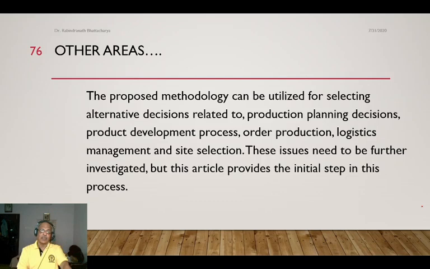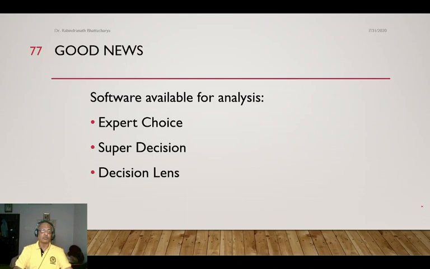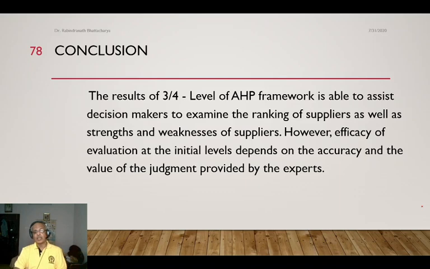But this article provides the initial step in the process. Good news, a lot of softwares are available, expert choice, super decision lines. Conclusion: the results of 3 or 4 level AHP framework is able to assist decision makers to examine the ranking of suppliers as well as strengths and weaknesses of suppliers. But remember, the efficiency of this will depend entirely on the accuracy and the value of the judgment provided by the expert. So you must consider those people who are experts in the line.